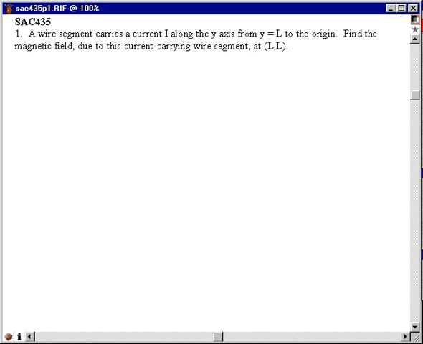In SAC 435, problem number 1, you're given some information about a wire segment carrying a current, and you're asked to find the magnetic field due to the current in that wire segment. This is a Biot-Savart problem. We'll get started by drawing a picture of the configuration.